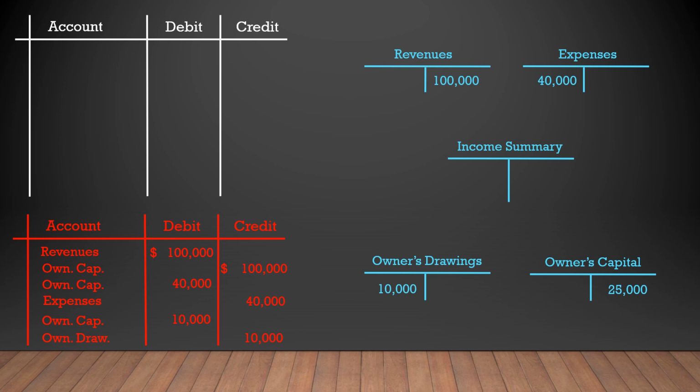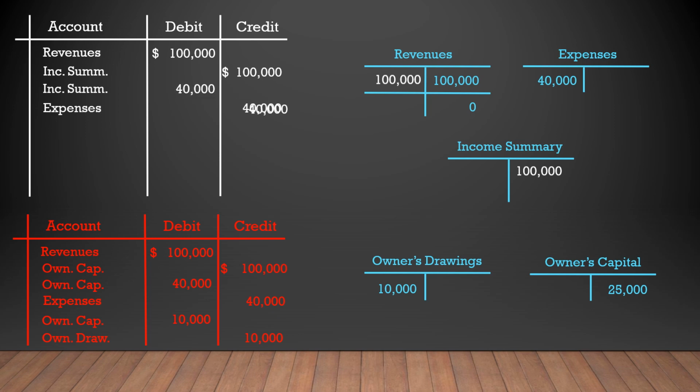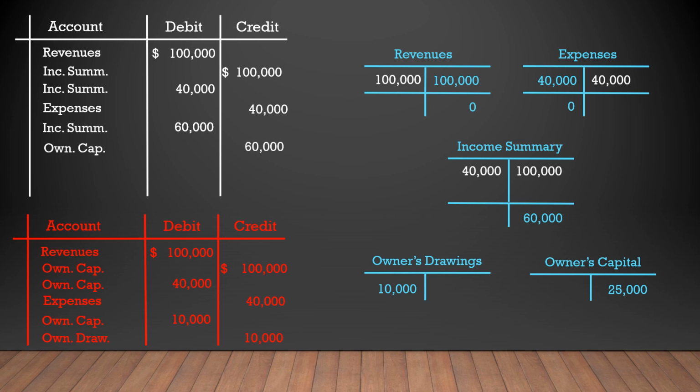In other words, debit revenues and credit income summary for $100,000, bringing the revenue account balance to 0, and income summary now has a $100,000 credit balance. We'll then debit income summary and credit expenses for $40,000, bringing expenses to 0, and income summary to a $60,000 credit balance. At this point, income summary has a credit balance equal to the company's net income, meaning that no revenue or expense account has been overlooked. So we can close our income summary to owner's capital.